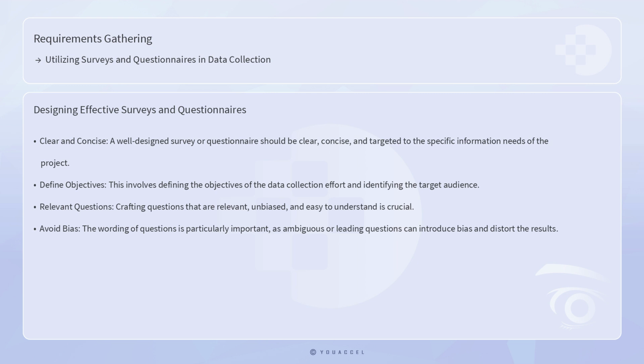A well-designed survey or questionnaire should be clear, concise, and targeted to the specific information needs of the project. This involves defining the objectives of the data collection effort, identifying the target audience, and crafting questions that are relevant, unbiased, and easy to understand. The wording of questions is particularly important, as ambiguous or leading questions can introduce bias and distort the results. For example, a question like, "How satisfied are you with our excellent customer service?" assumes a positive perception and may lead respondents to provide favorable responses regardless of their true feelings.